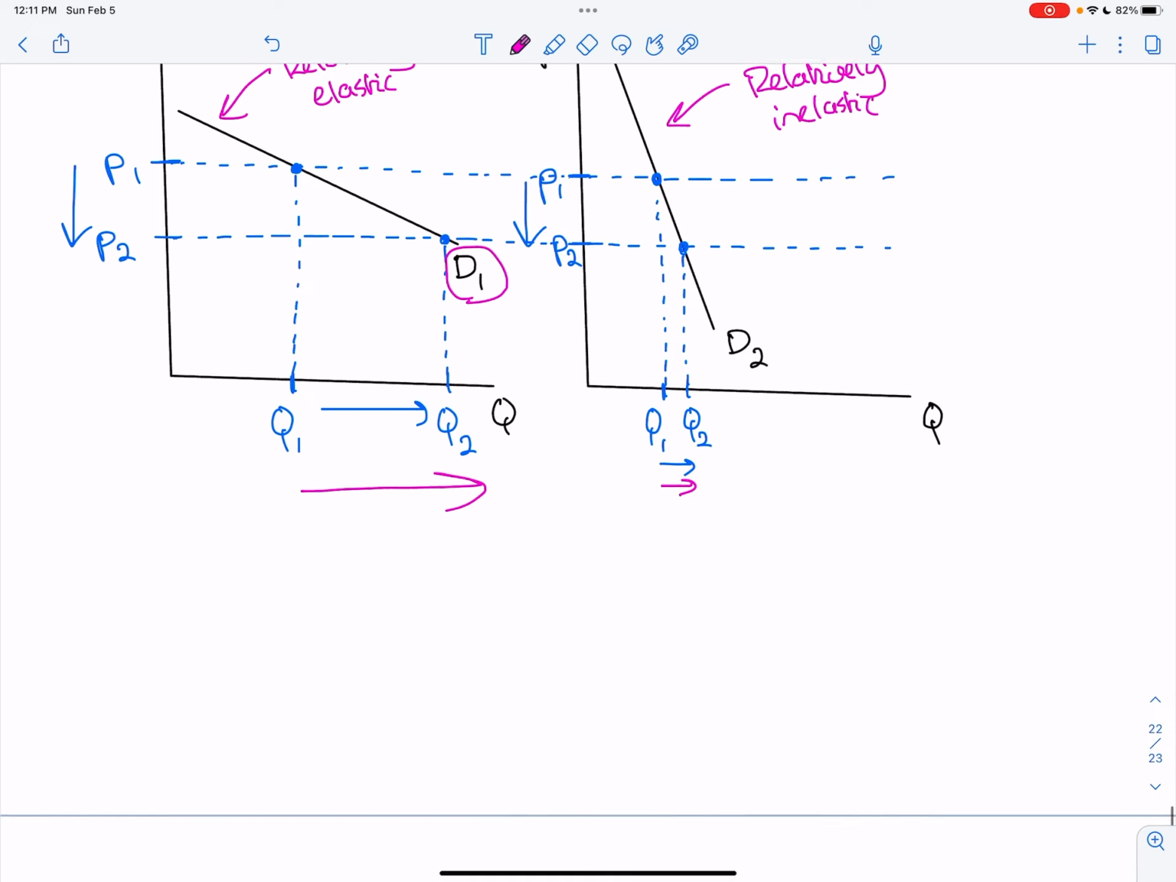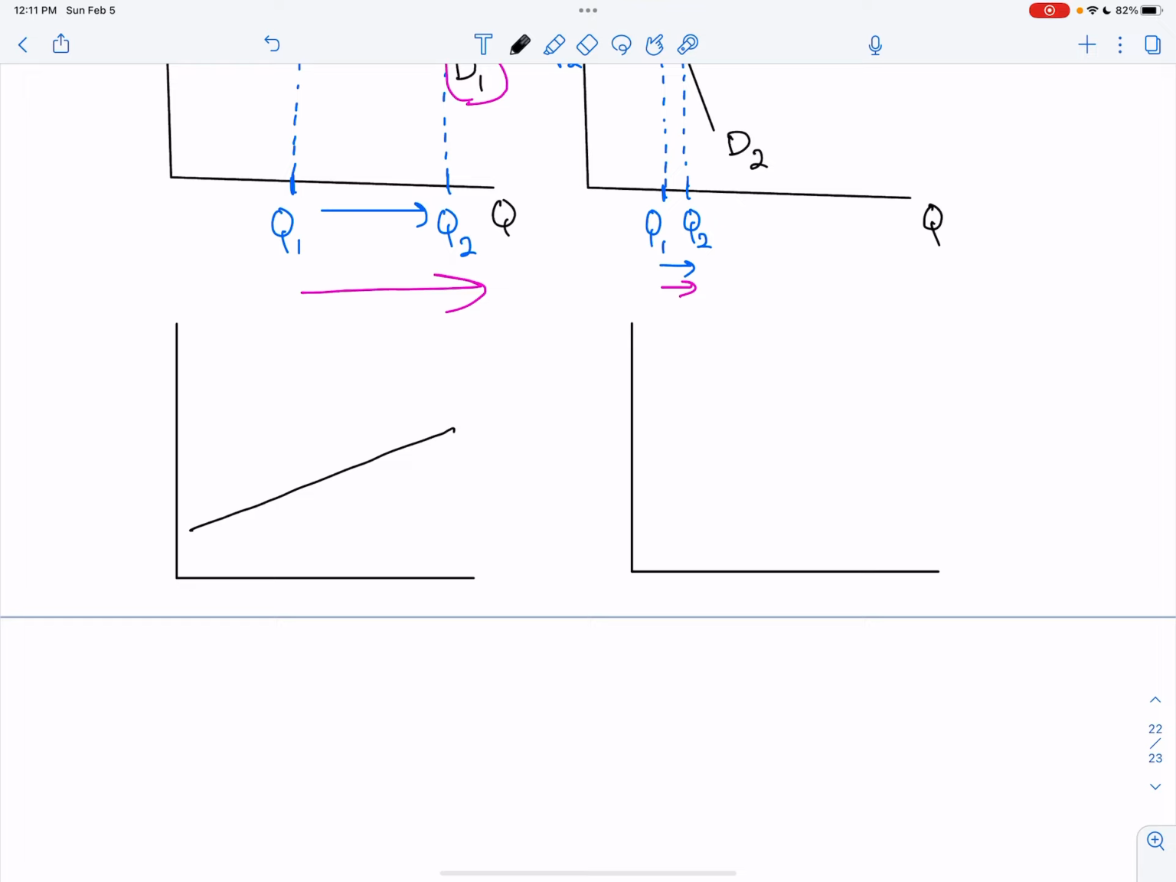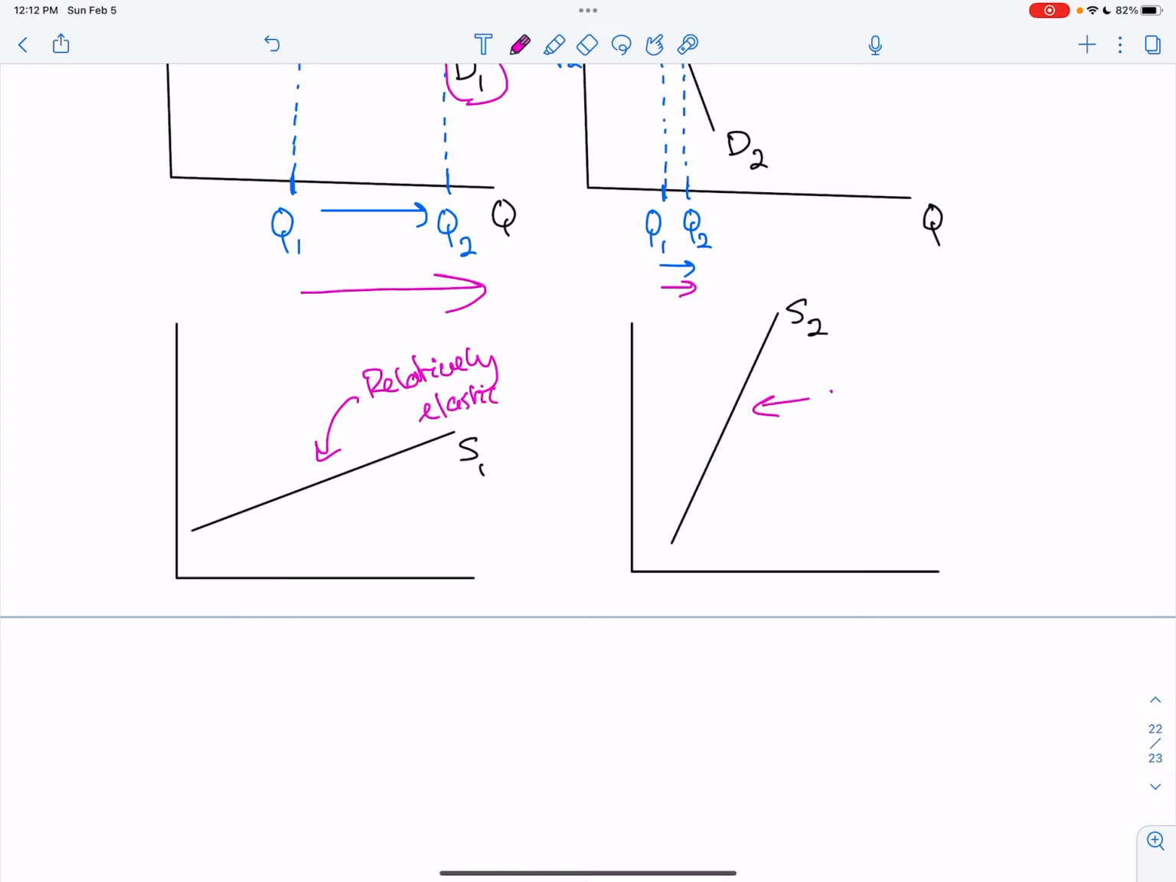Now, of course, you could do the same thing with supply, right? If you had two graphs which were exactly the same in all ways, except in one case the supply curve was pretty shallow, non-steep, yeah, shallow, whereas in the second case you had a very steep supply curve, then in this case, this would be your relatively elastic supply curve, and this would be your relatively inelastic supply curve.